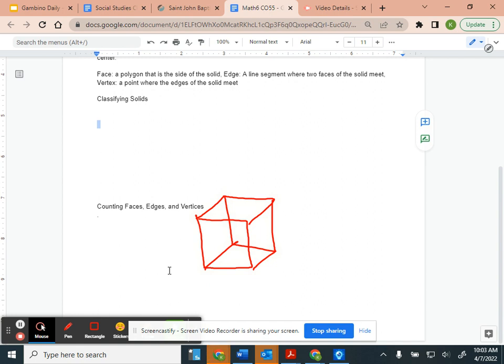Friends, who can tell me where my faces are? Are the faces like the top? No, please tell me what a face is first. A face is the side. So how many faces are on this cube? We've got one on top, one on bottom, one on this side, one on the back side, one up here, and one in the front. So we have 1, 2, 3, 4, 5, 6 faces.